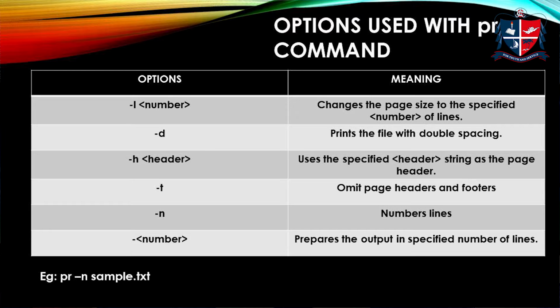One example is given for the pr command, that is, pr -n sample text. We have just discussed that -n is for numbering the lines, so the text file will be printed along with line numbers. I hope this pr command is clear.